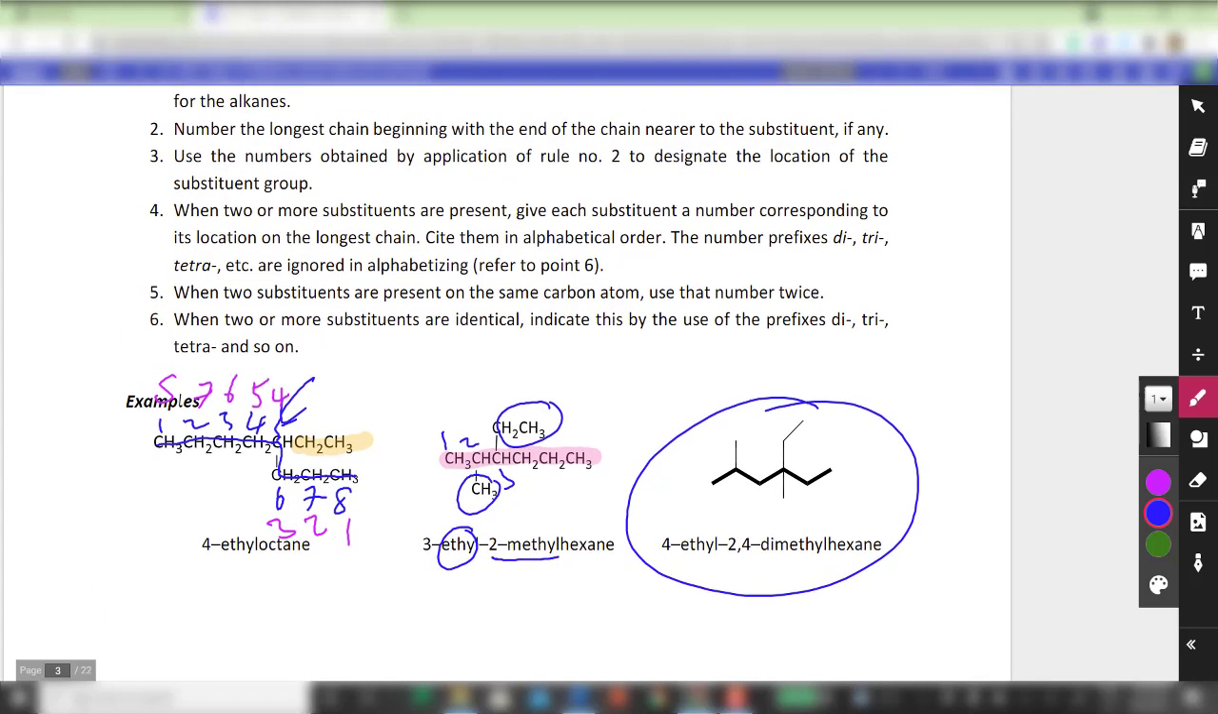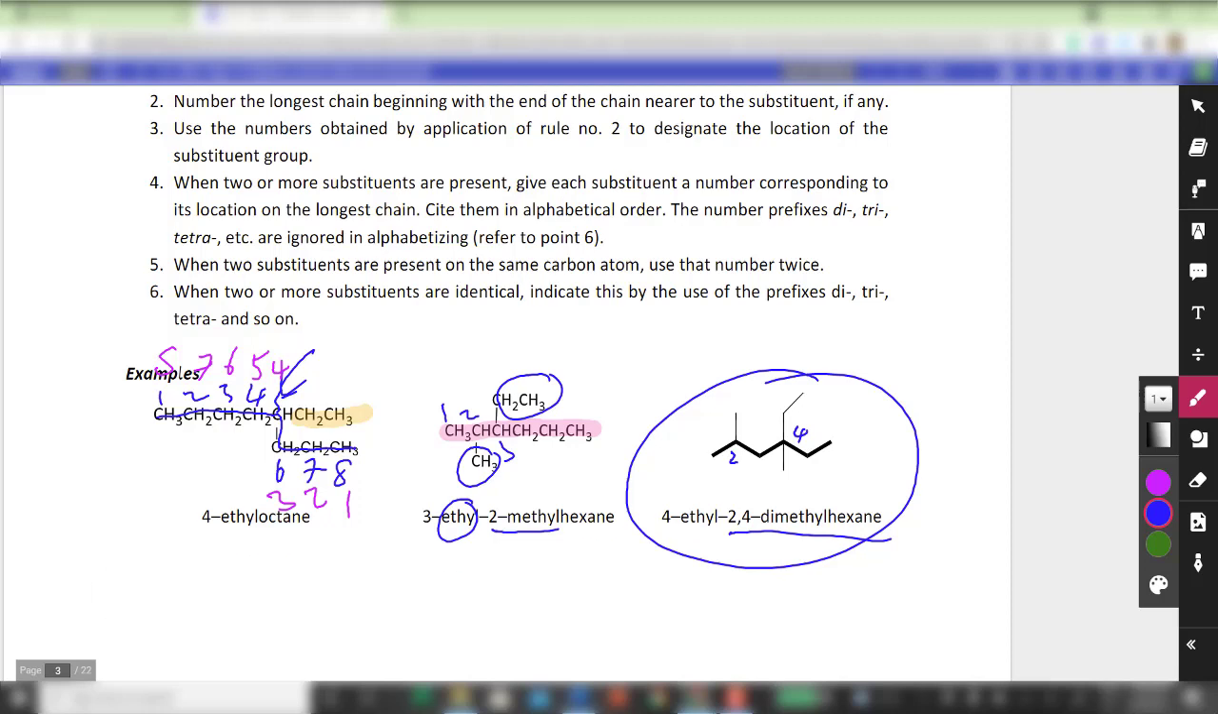If you have a greater number of groups, let's say you have 2 methyl groups, so we'll call it 2,2-dimethylhexane. In this case, 2,4-dimethylhexane, because there are 2 methyl groups at the second and the fourth position. So you use the prefix di, tri to help you indicate the numbers.